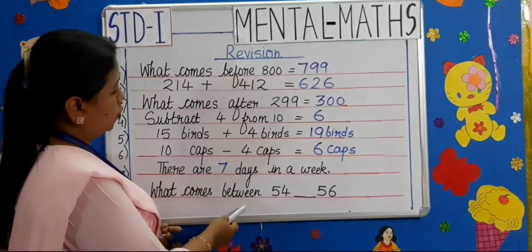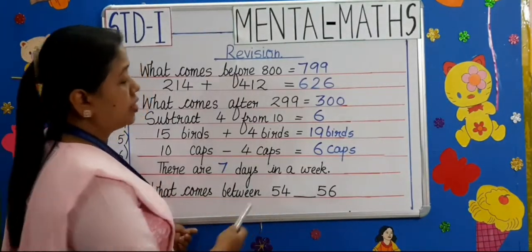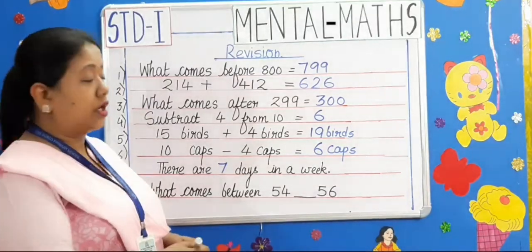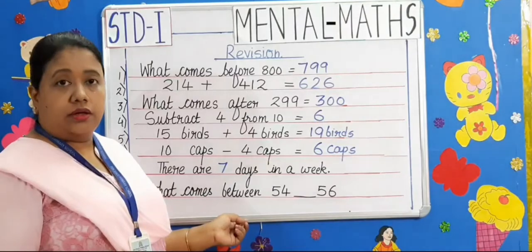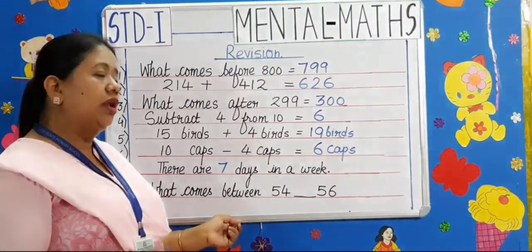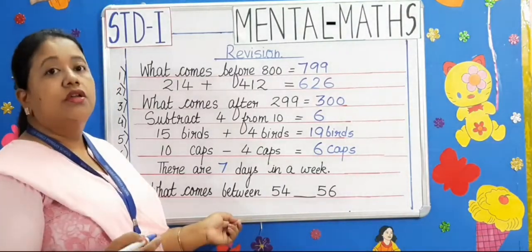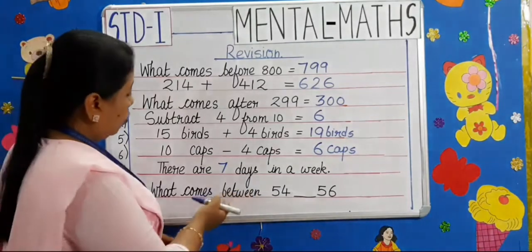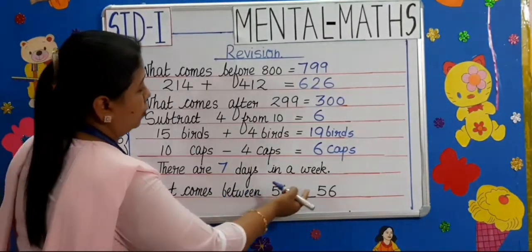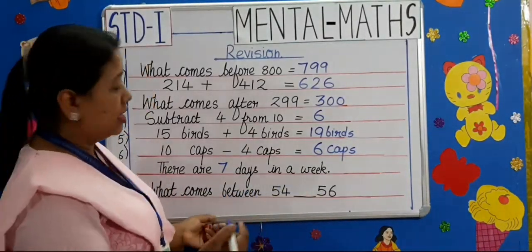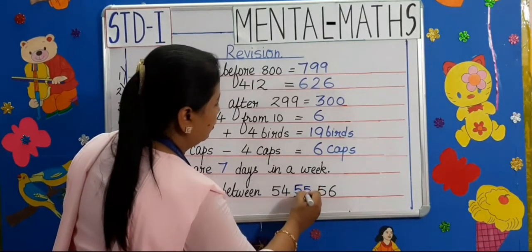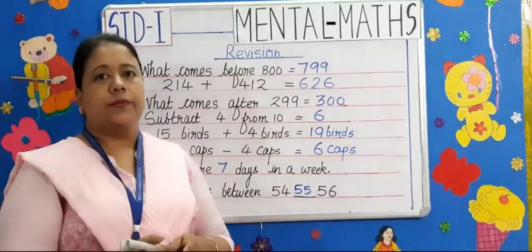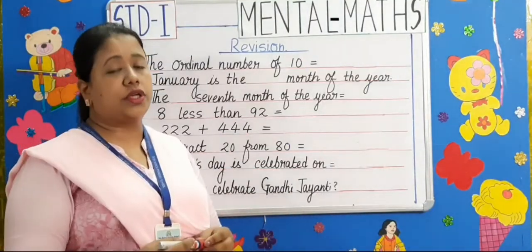What comes between 54 and 56? Here we have to find out between number. Between numbers are the ones that come in the middle of two numbers. So children, tell me, what comes between 54 and 56? Yes, 55. Moving on to the next question.